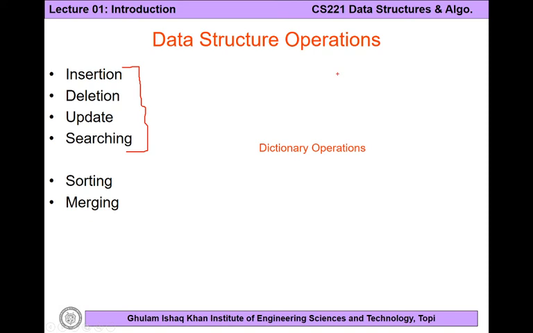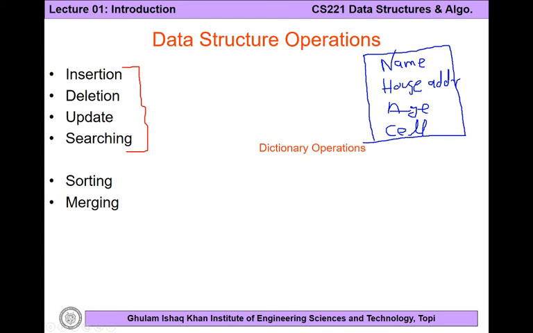For example, you have a system in which you have stored the name of a person, maybe his or her address, and maybe age, and again cell number. Now these are enough, right? There are a whole lot of operations which can be performed on this set of data.